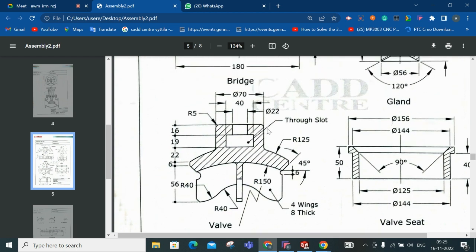Now these dimensions are clearly shown here. This is dia 17. This is not dia; it is just 40. That means this thing is not dia. Here it is 20. Here there is a small fillet of 5. Then there's a distance of 25 plus 16 plus 19 plus 5 plus 6 is the distance of this thing, right?